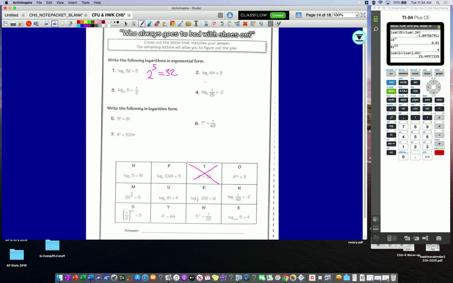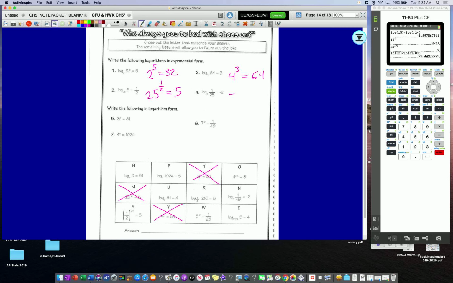Number 2, okay? Base is 4, exponent is 3, equals 64. Notice how these are true statements. It's an easy way to check to make sure you're doing it right. So 4 to the 3rd power does equal 64. Next one, 25 to the 1/2 power equals 5. Yeah, the square root of 25 is 5. So let's match that one up.